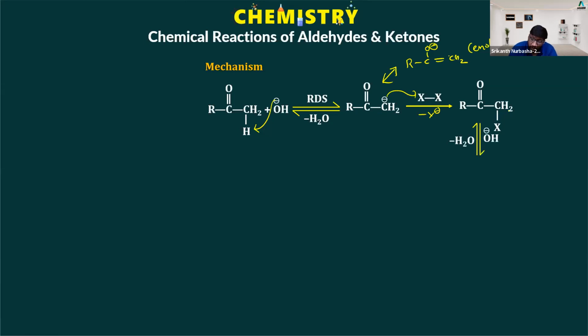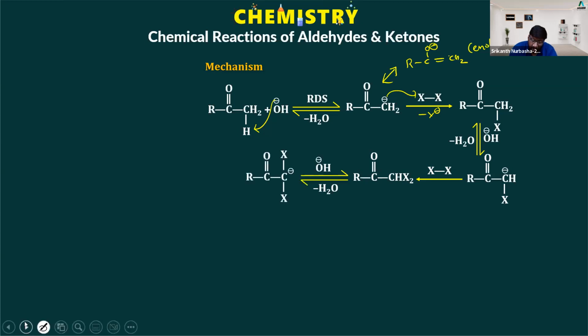Again, one more mole of OH minus, one more CH bond is going to be picked up. You get CH minus. Again, one more mole of X2 forming RC double bond of CHX2. Again, the third mole of OH minus forming RCH. That CH bond again lost. CX2 minus. That will be reacting with X2 to form RC double bond of CX3.